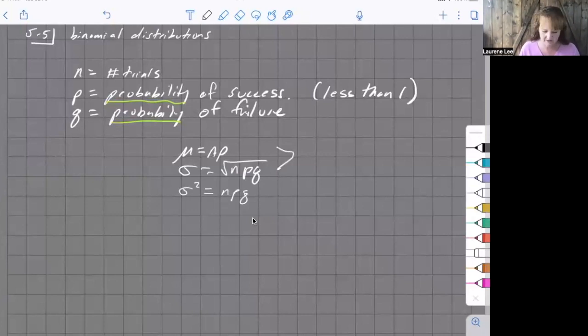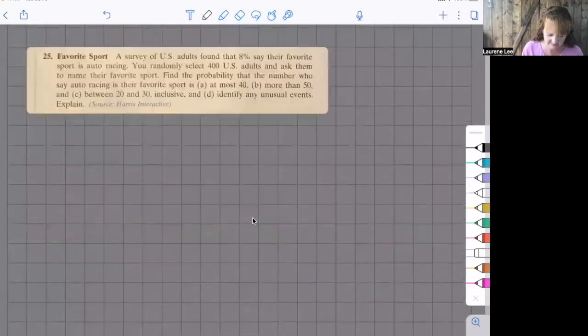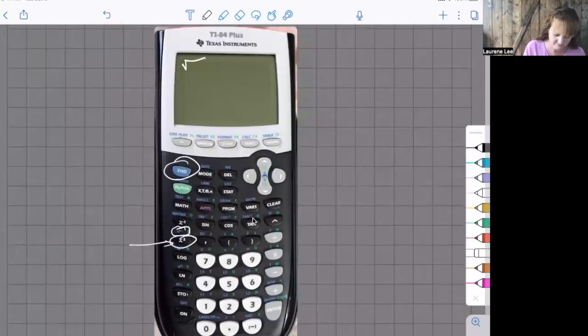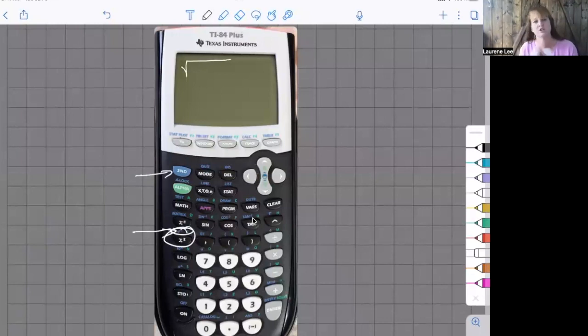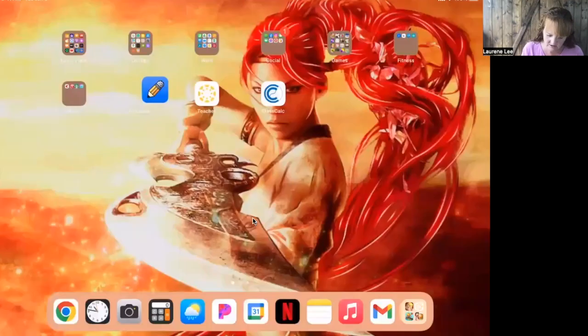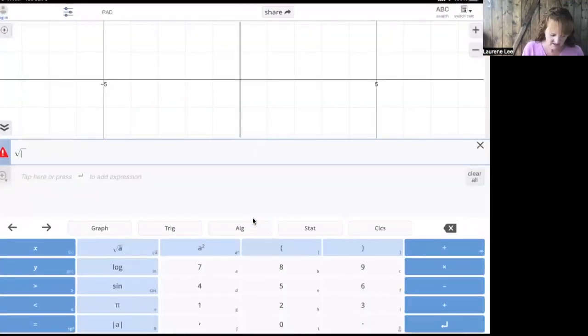Now, square root, where is that? If you're on a calculator, on a TI, your square root button is right here. It's above the squared. It's this blue right here. So you're going to go second function and then that square root. A little square root will show up, and then you can do n times p times q underneath there. On ClassCalc, your square root button is in the lower left-hand corner, right next to the x, right there. That's your square root button, okay? So you type that, and then you can do your n times p times q there.